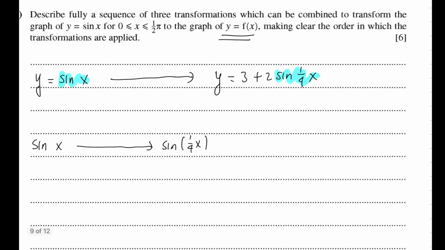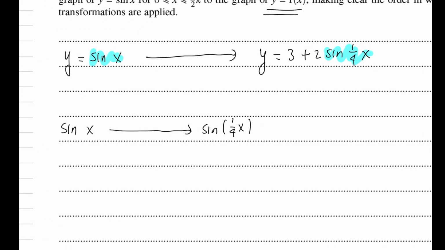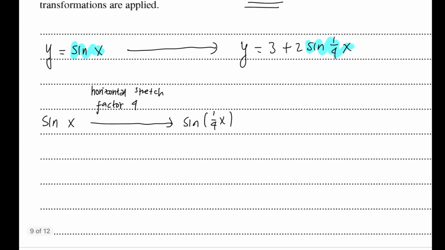You do that by doing a horizontal stretch. Horizontal stretch, the scale factor is the opposite, not 1/4 but 4. Remember, if it is a horizontal stretch, the factor will be the reciprocal of this, or the opposite, so 4. That means the factor is 4 times. That applies to horizontal transformation. And after that, from sine (1/4)x, you want to multiply it by 2. So we have to do 2 times sine (1/4)x, which is the vertical stretch.